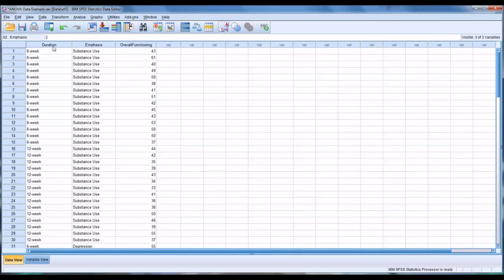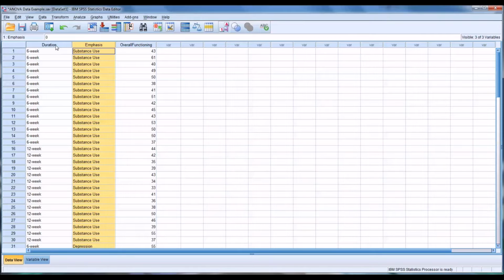So this design would be referred to as a 2x3 design. So a 2x3 design would have two independent variables. One with two levels, which is duration in this case, and one with three levels, which is emphasis, the 2x3 design.